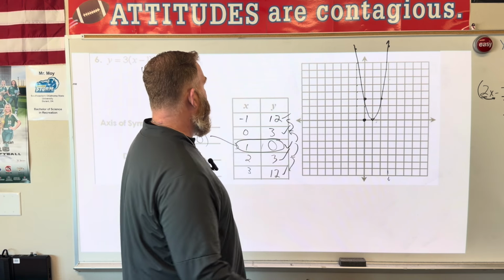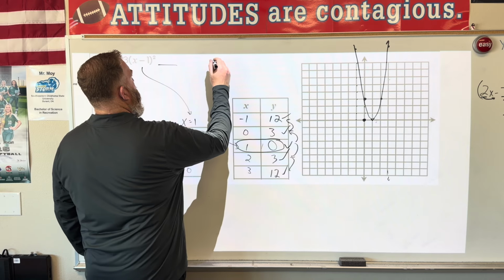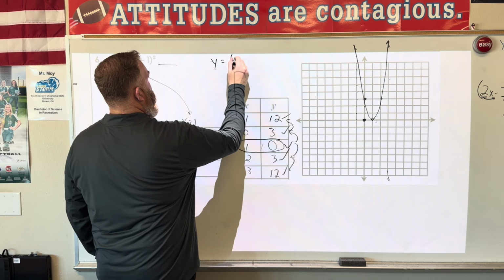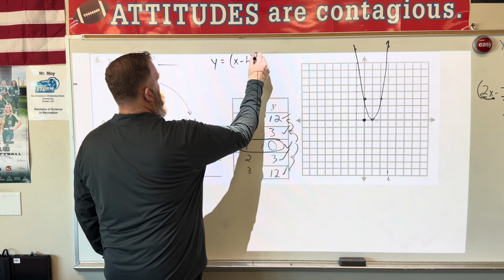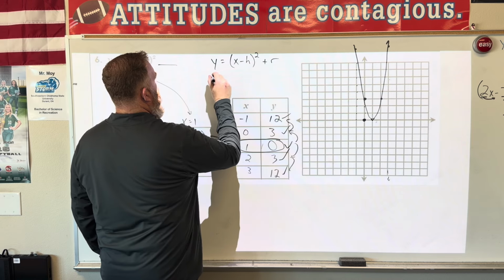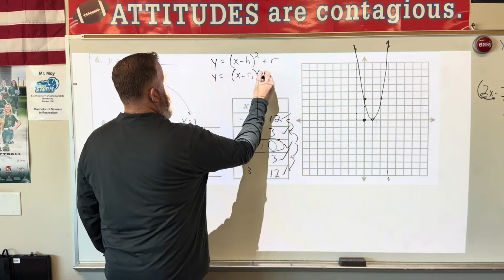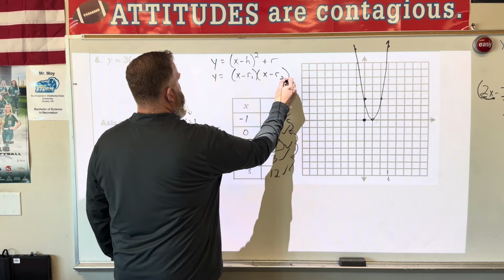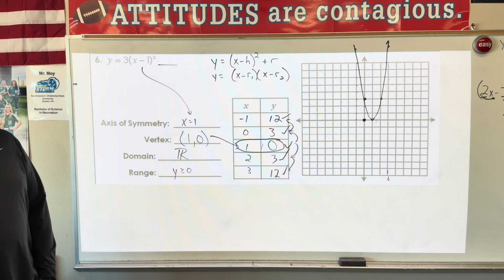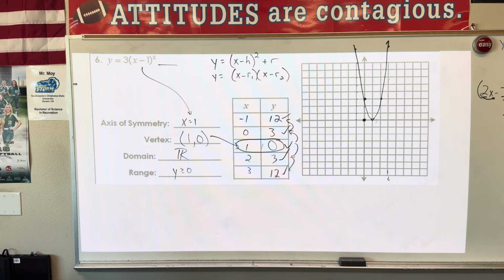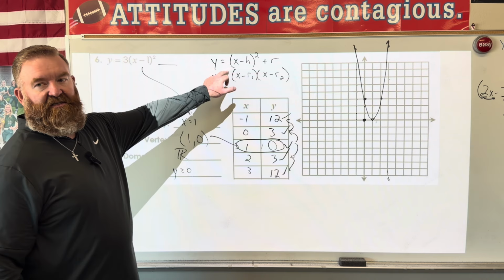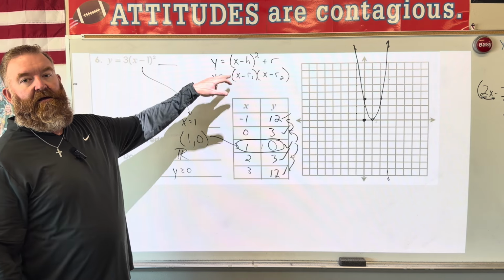What's the difference in vertex form compared to factored form? Y equals X minus H squared plus R, or Y equals X minus R1, X minus R2. Give me the two differences you see, or give me some differences. The H and the R. Okay, that's my vertex. What do you got? Yep, that's a dead giveaway that this one's vertex. There's one parentheses. Okay, this one has two.